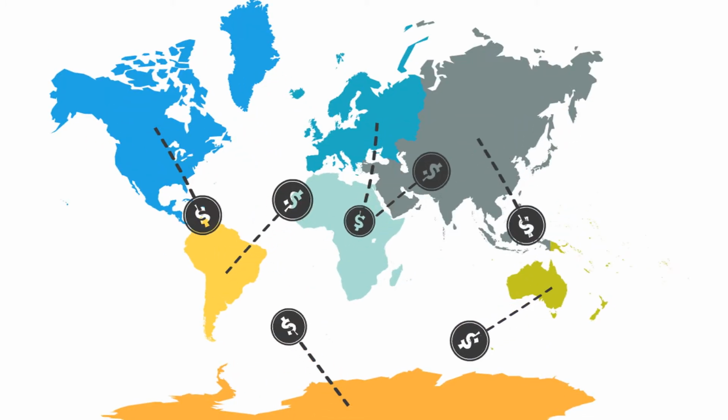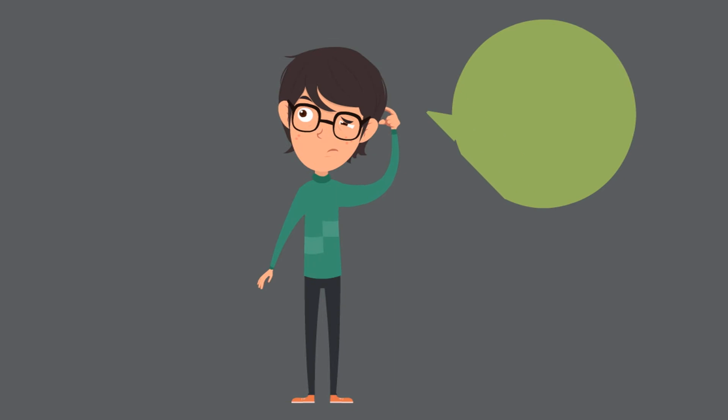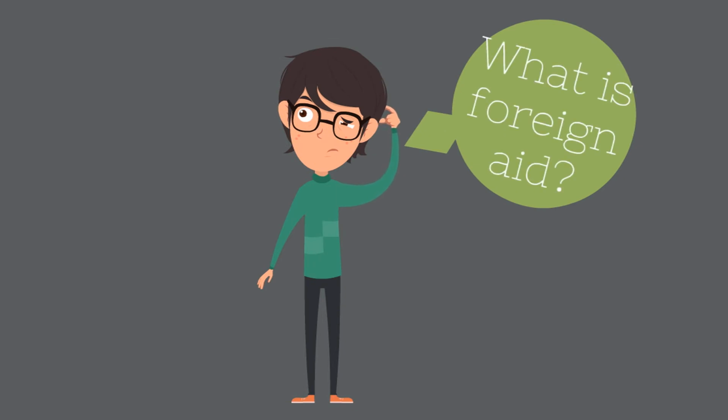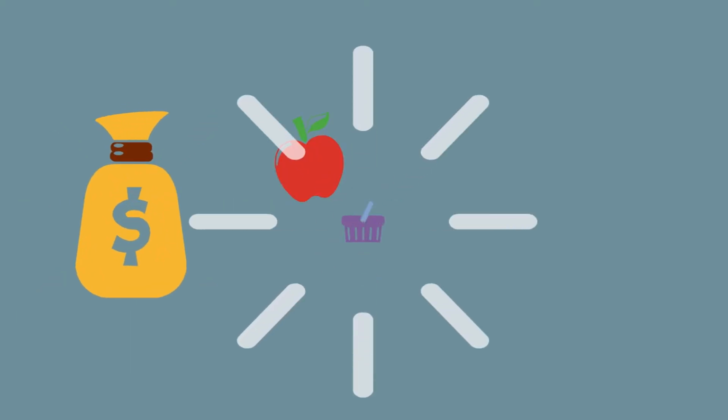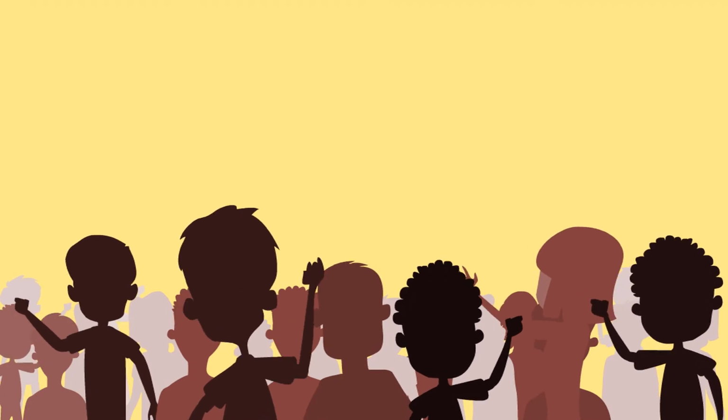Every year, wealthy countries and various organizations spend billions of dollars on foreign aid in hopes of helping their neighbors in need. But what exactly is foreign aid? It is a handout of capital, goods, and services from a state or an international organization. Its goal is to help another country and its people.